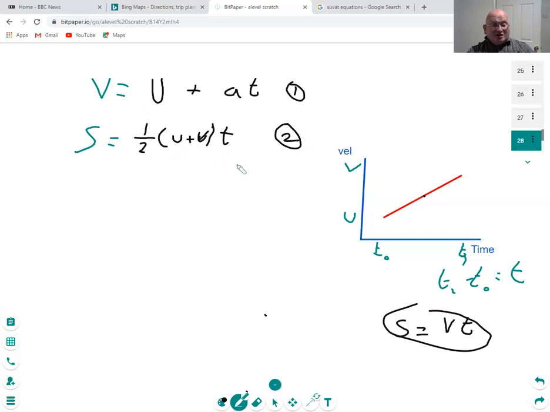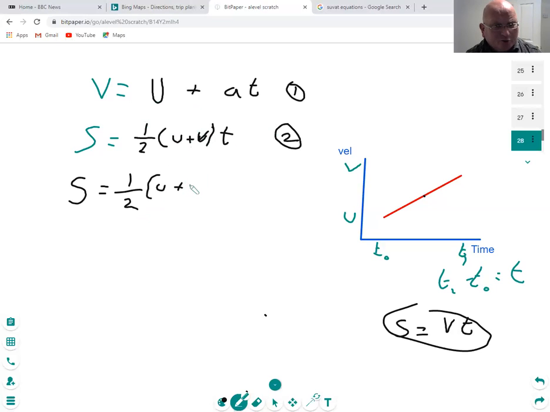The other equations, we need to do a little bit of algebraic manipulation, but you can get the other equations like this. What I'm going to do is substitute in for v in this equation. So it's doing it by substitution. Again, s is on the left hand side, and then half of u plus, I'm going to replace v with what v equals in the first one. I'm substituting the first one into the second one and seeing what we get.